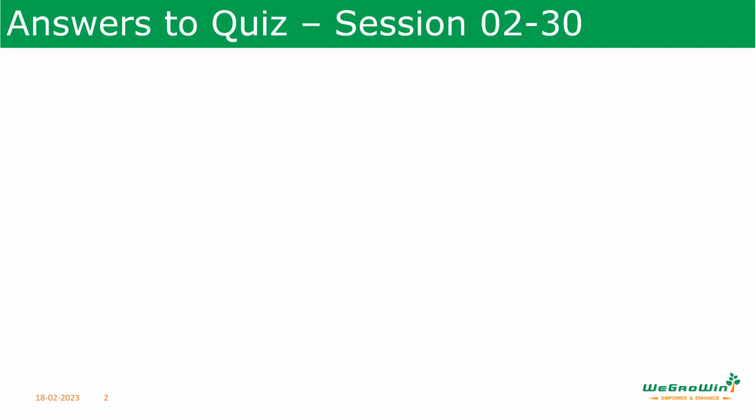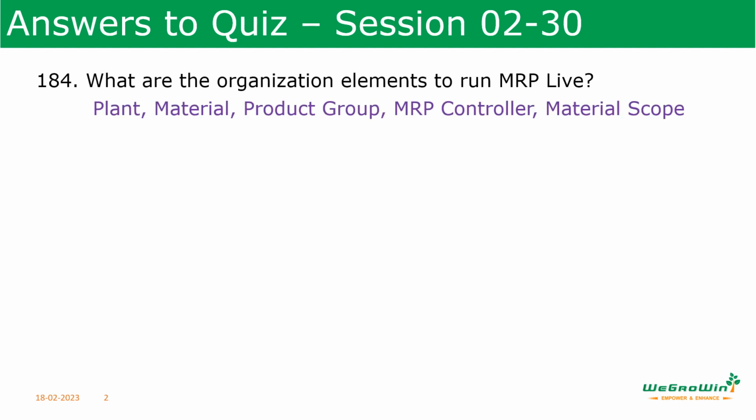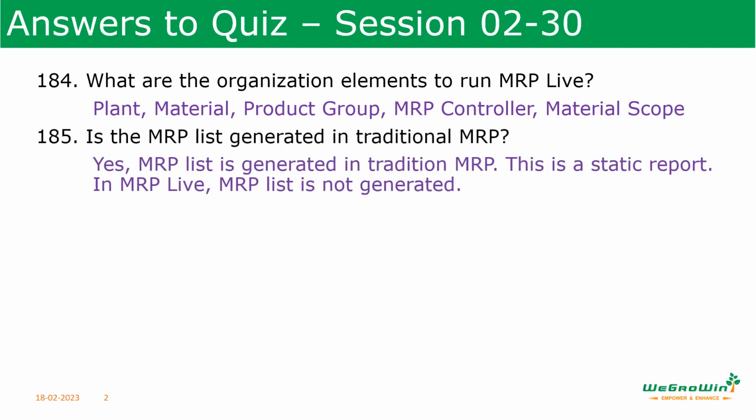Before going into the session, let us see the answers for the quizzes of previous session. What are the organization elements to run MRP live? We discussed the 5 elements: plant, material, product group, MRP controller, and also the material scope. Next question was, is MRP list generated in traditional MRP, that is classical MRP? Yes. MRP list is generated in classical MRP or traditional MRP.